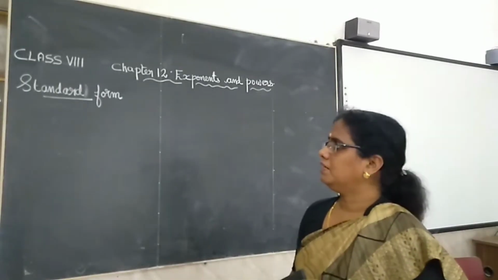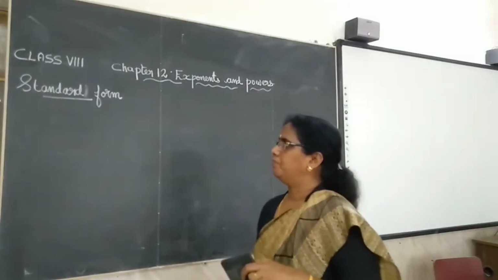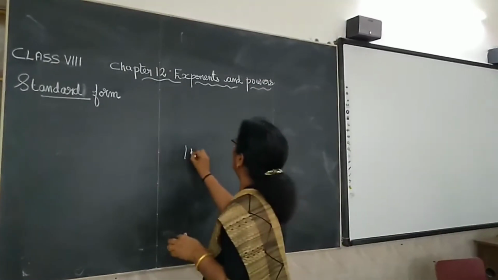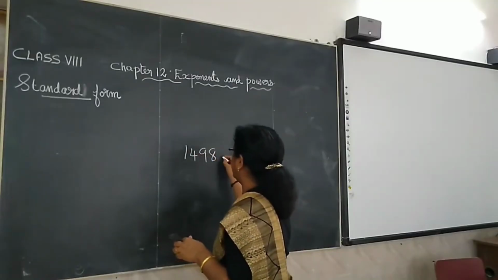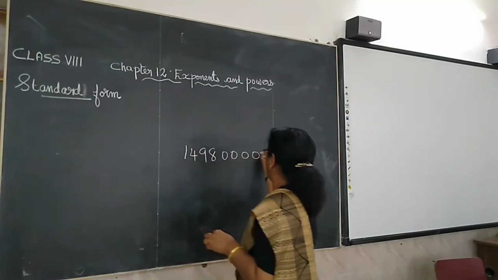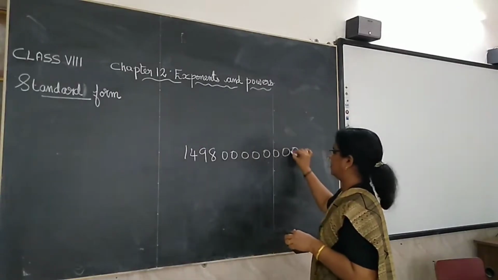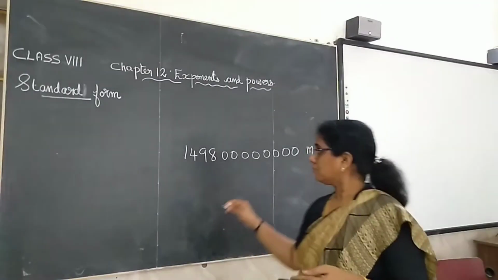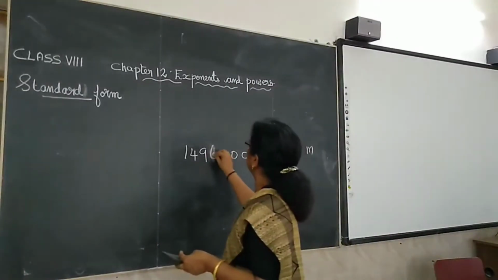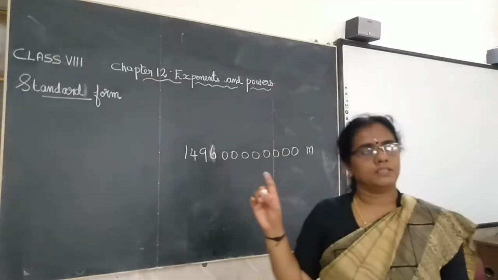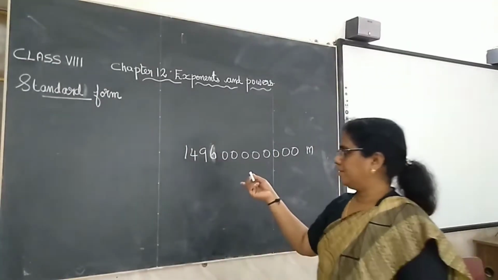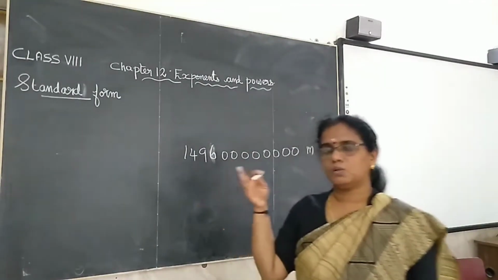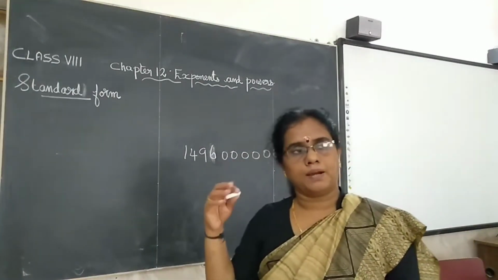For example, the distance from Earth to the Sun is 1498. This is the distance from the Sun to Earth. This much distance is there. When we write these numbers, there is a lot of chance to make mistakes and to compare the numbers.